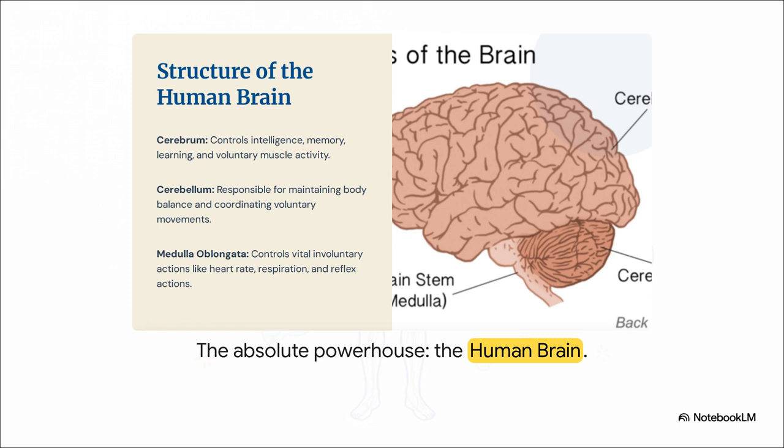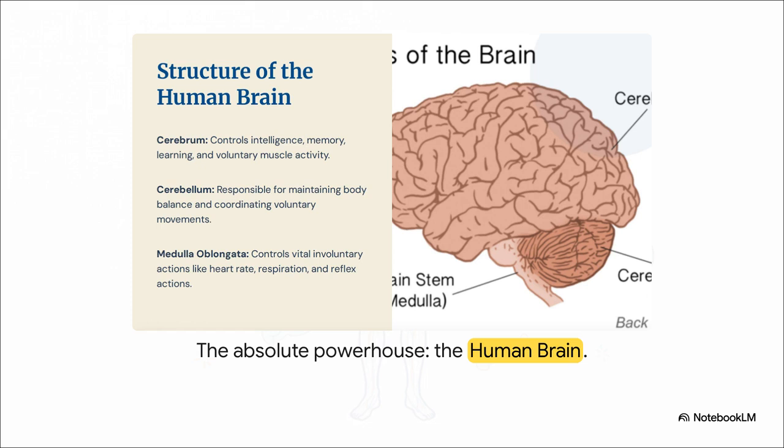Now, looking at the absolute powerhouse of the CNS, the human brain, we see three really key structures. First up is the large cerebrum. That's the part handling your intelligence, memory, learning, and voluntary muscle activity. Next, tucked right underneath that, is the cerebellum. Its main job is maintaining your body balance and coordinating those voluntary movements so you don't just fall over.